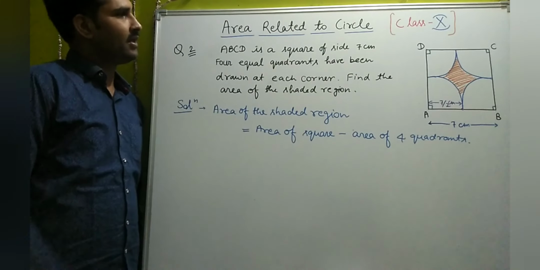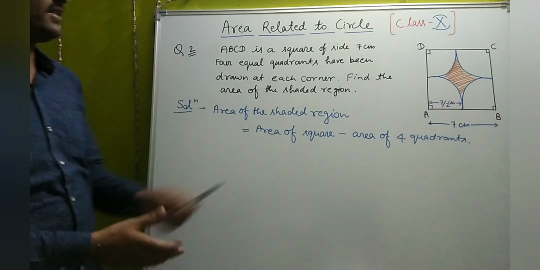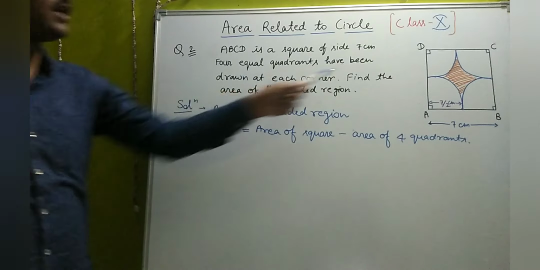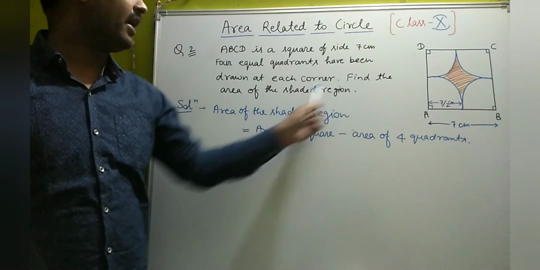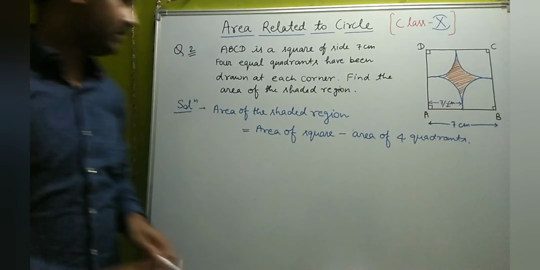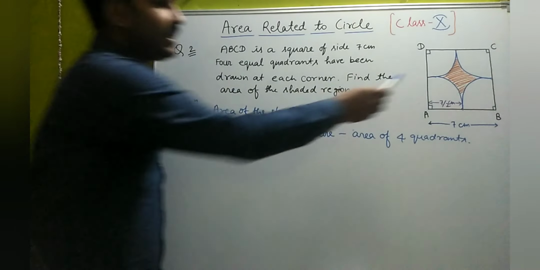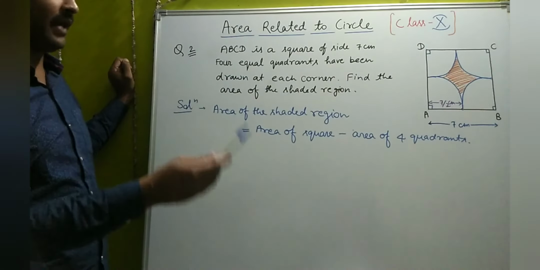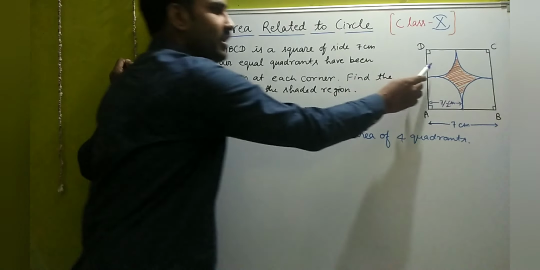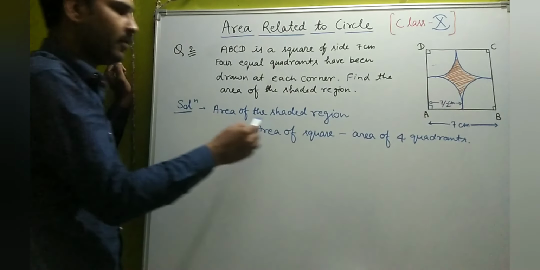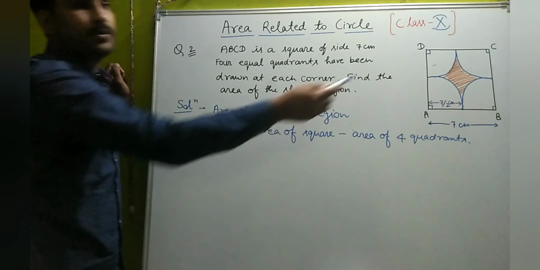Another question. ABCD is a square of side 7 centimeter. 4 equal quadrants are made at each corner. We have to find the area of this shaded region. So we can see here this shaded region can be obtained by subtracting the area of 4 quadrants from the area of the square. So these 4 corners, when subtracted from the area of the square, give us the area of the shaded region.